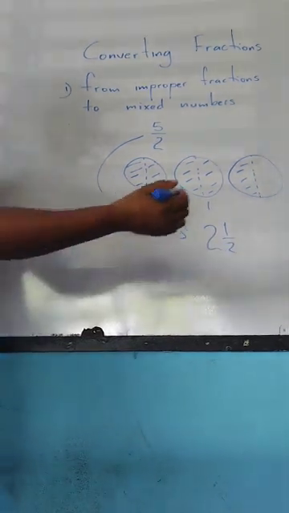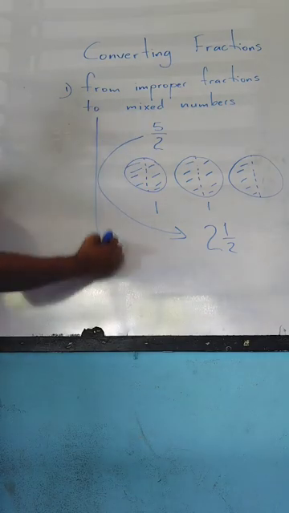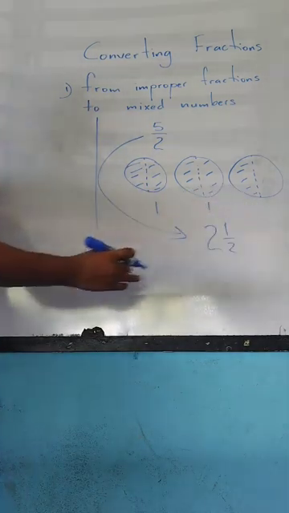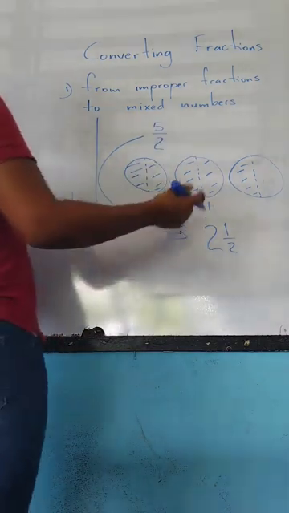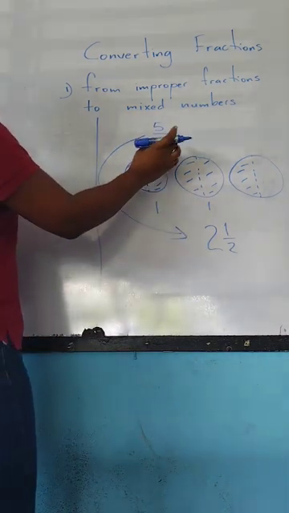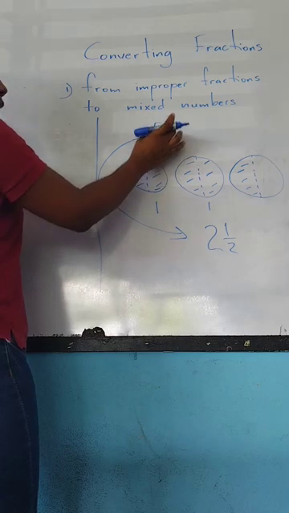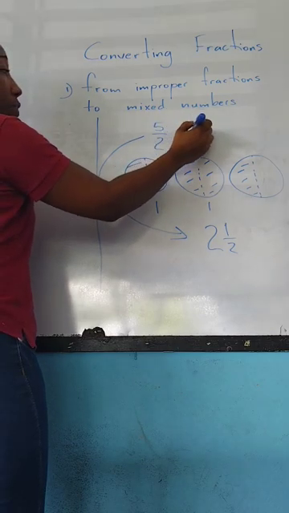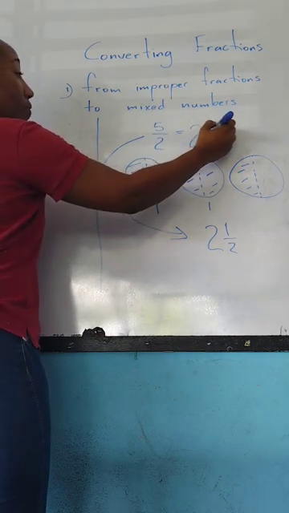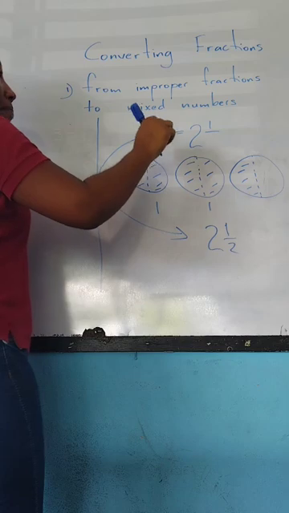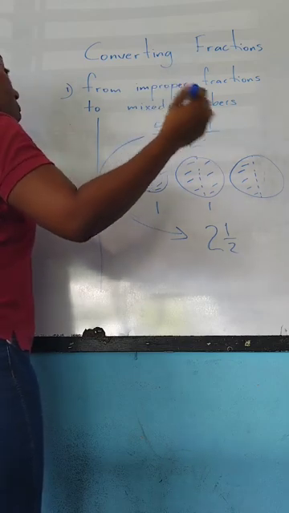Now how do I write that? How do I show that without actually using a diagram? If I have 5 halves and I want to convert to a mixed number, I'm actually asking, how many groups of 2 can I get out of 5? I could get 2 groups of 2 with a remainder of 1. The remainder of 1 is like my additional piece that cannot make a whole group.